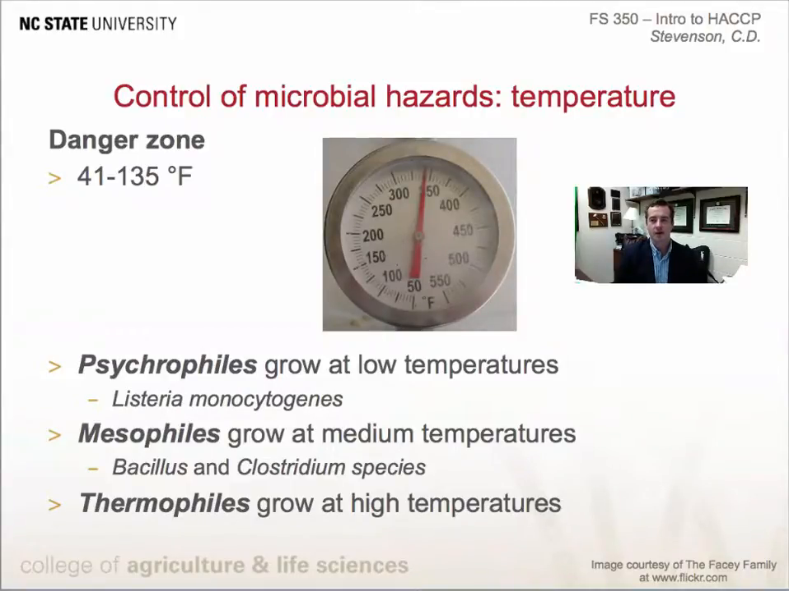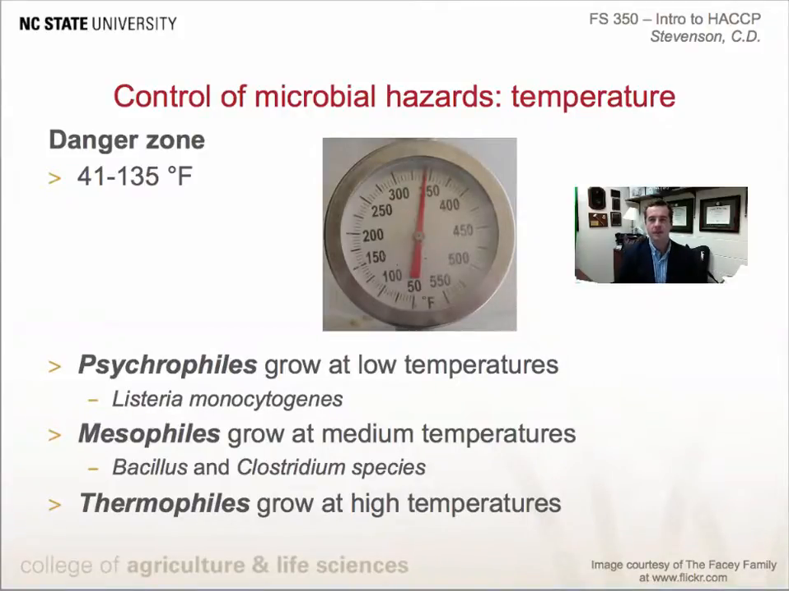Organisms that grow well in low temperatures are called psychrophiles. Organisms that grow well in ambient temperatures are called mesophiles. And organisms that grow well in very hot environments are termed thermophiles. Classification is based upon optimal growth temperature and the temperature range over which bacteria grow, not just survive.